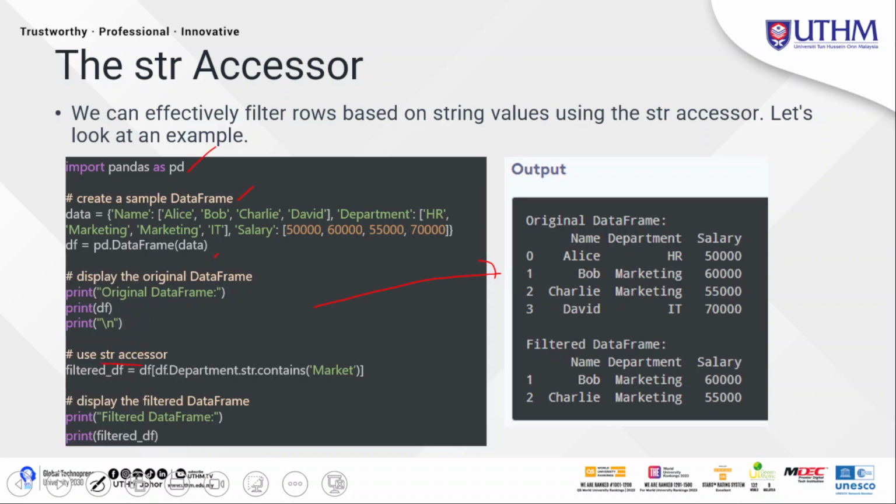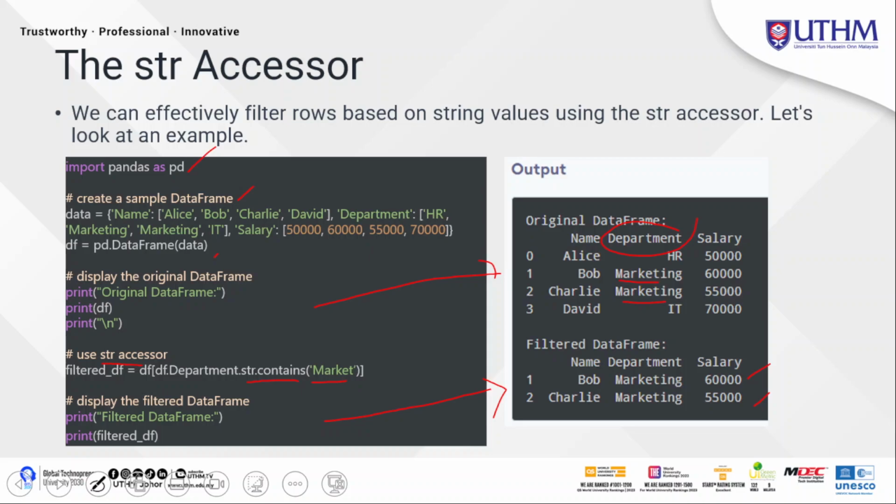Okay, string accessor. filter df equal to df square bracket df dot department dot str dot contains, this is the method, string contains market. So whatever string has market in department, even though they didn't write the full word marketing, they just put market. If it is found in this department column, it will print out those records. So you can see the final output.